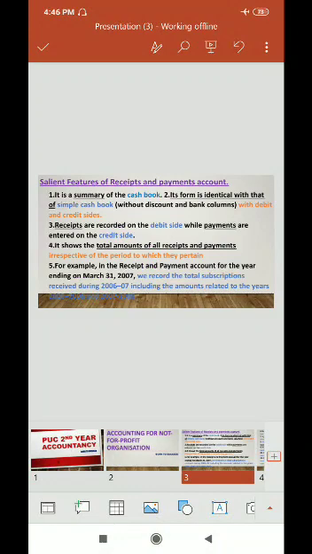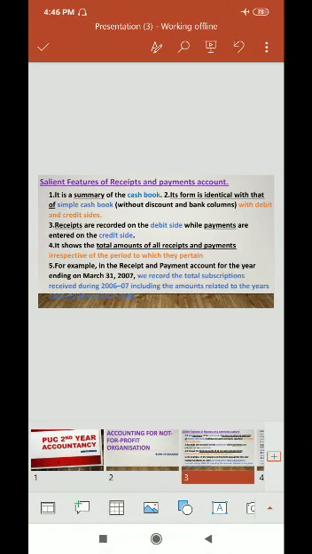So the first point is, it is a summary of the cash book. Summary means it is almost exactly whatever is there in your cash book. It should only be converted into the form of receipts and payments account. The second point is, its form is identical with that of a simple cash book. The entire picture of your receipts and payments account will be almost identical to your simple cash book.